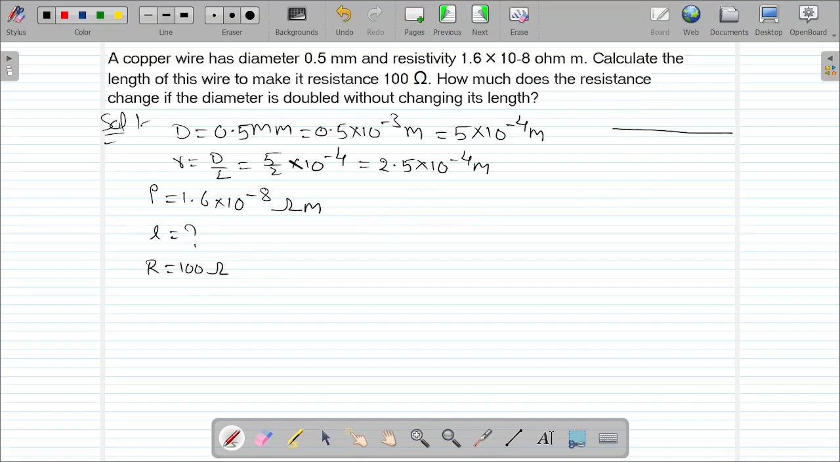So now there is a wire. This wire's diameter is being doubled. That means the area is going to change. So what will happen to the resistance? First we'll find the length, then we'll go through that. R equal to rho L by A.